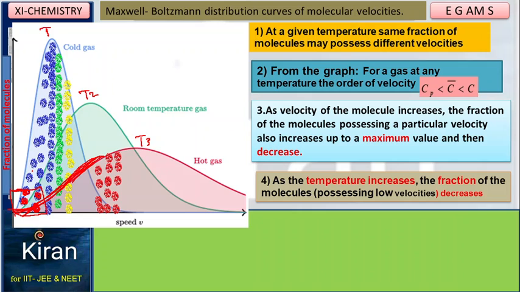At less temperature, 4 molecules are there. At high temperature, only one molecule is coming. It means the fraction of the molecule decreases. As the temperature increases, the fraction of the molecules decreases.